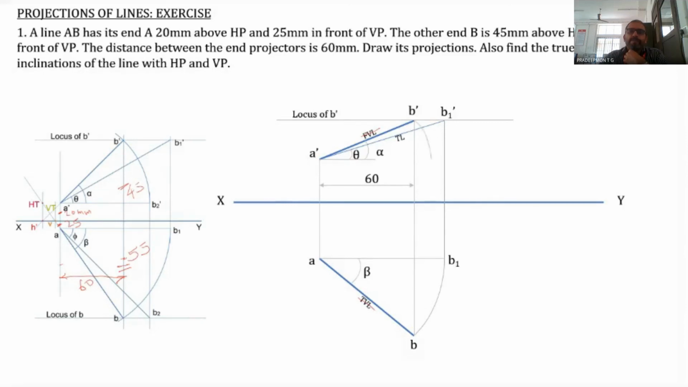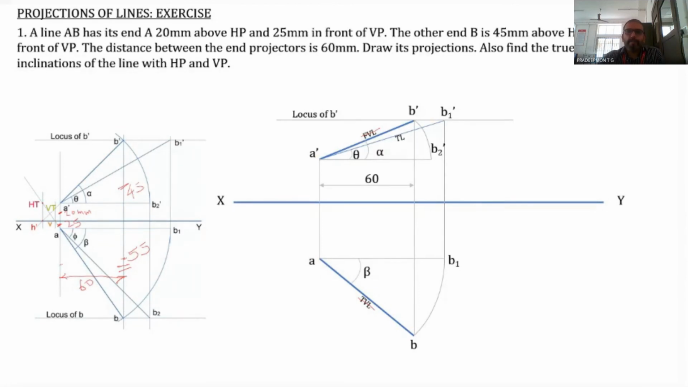Now what we do is, we rotate A dash B dash, that is this arc. We draw this arc such that A dash B2 dash is parallel to the XY line. So here it is B2 dash. A dash B2 dash is parallel to the XY line.